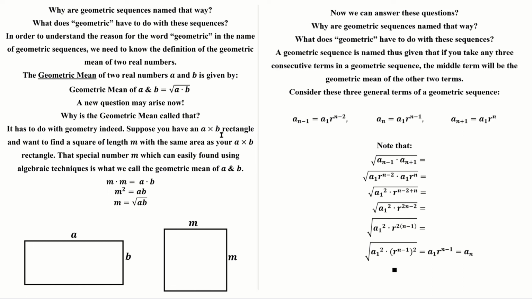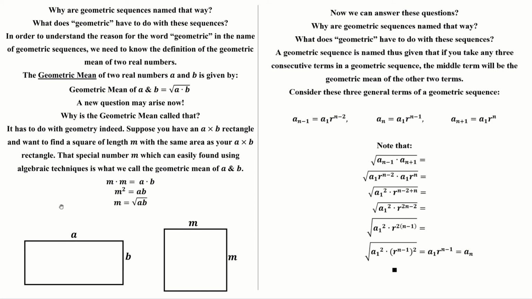Suppose you have an a by b rectangle, like a plot of land or something of that sort, and you want to find a square of length m with the same area, so that you see the area inside here is the same as the area inside this a by b rectangle. So basically, we need to find this special number m, and of course we can do that very quickly algebraically, because we want the area of this square, which is basically m times m, or m squared, to be the same as the area of this rectangle, which is a times b.